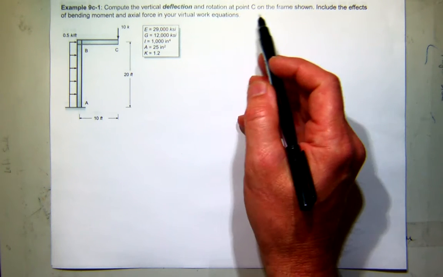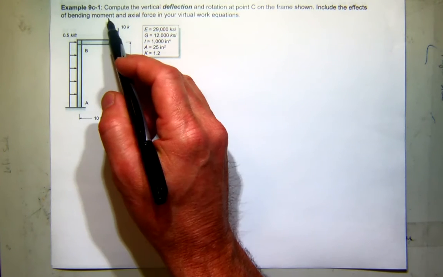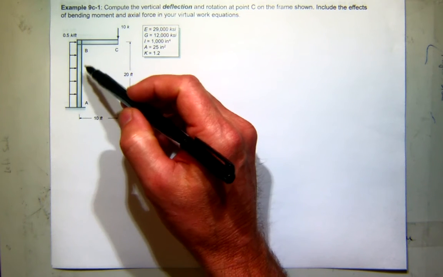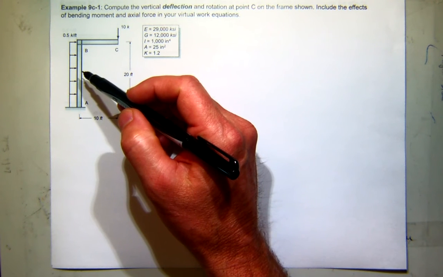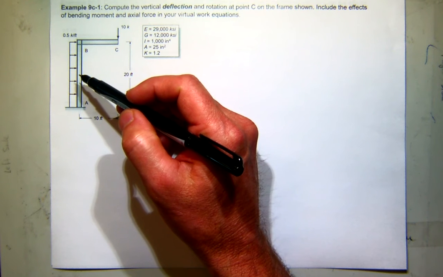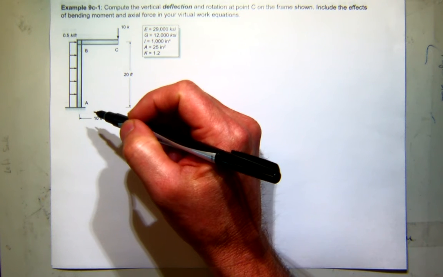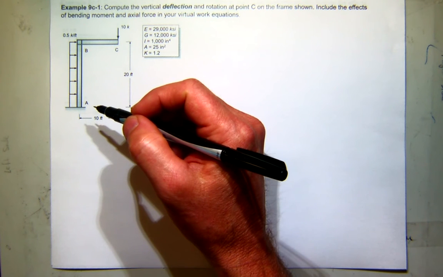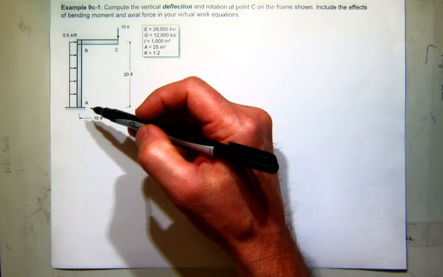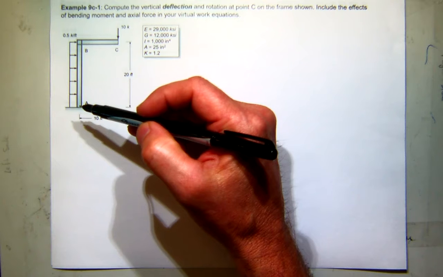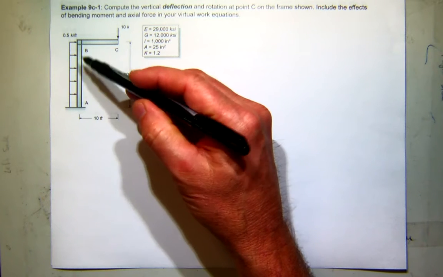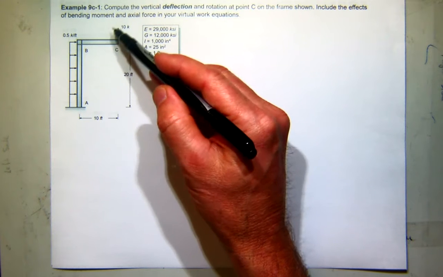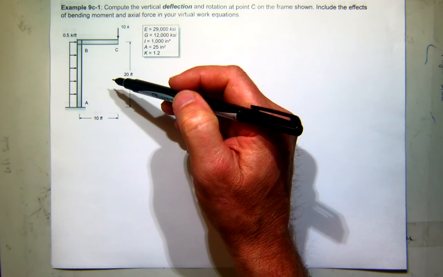And what's unique about this one is I want to have the effects of both bending and axial force. So when I start going through the structure and finding my internal forces, I'll find the moment and the axial force and get them at the same time. Okay? So remember, with virtual work, what are we going to do? We're going to find the moment and axial forces due to the real loading, which in this case is a horizontal load here of half a kip per foot, kind of a wind load. And then out here there's a point load of 10 kips.